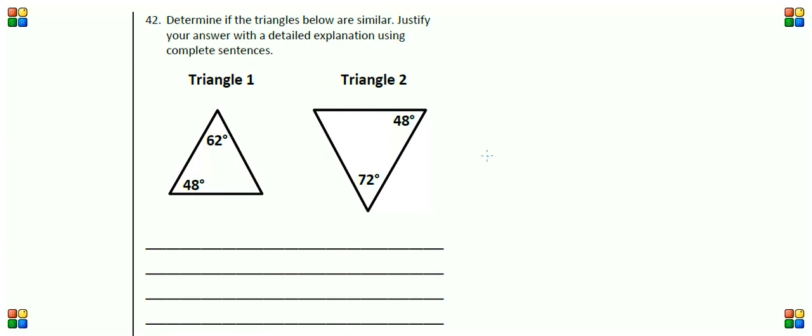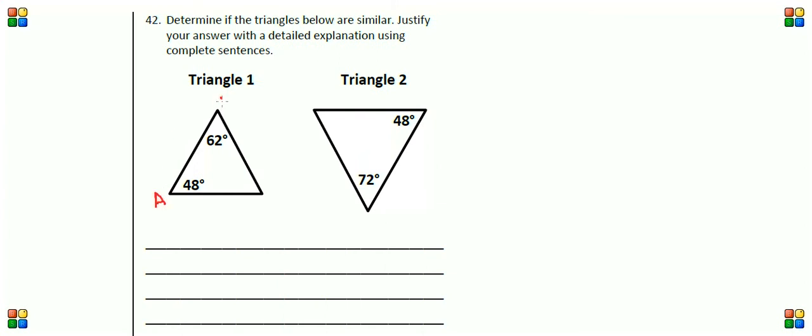Question number 42. Determine if the triangles below are similar. Justify or explain your answer with a detailed explanation using complete sentences. We'll take a look at our two triangles, triangle 1 and triangle 2. First of all, they haven't labeled the vertices. Let's go ahead and do that.